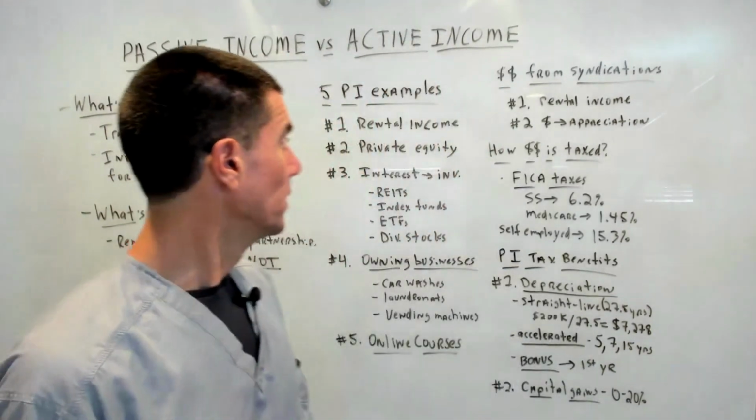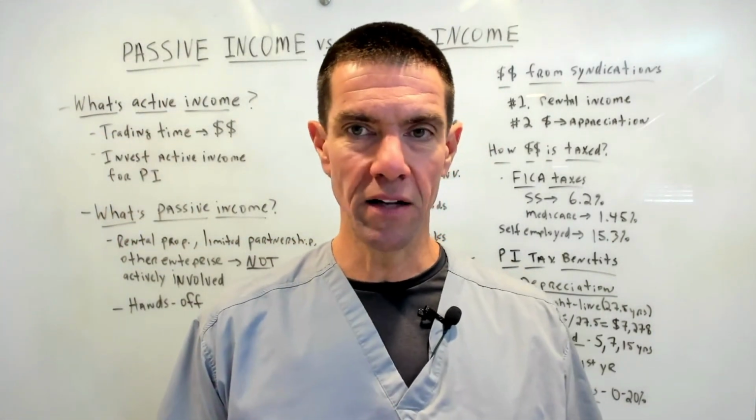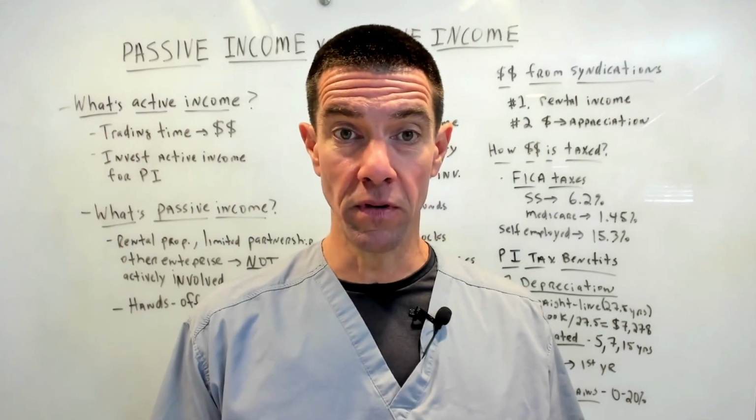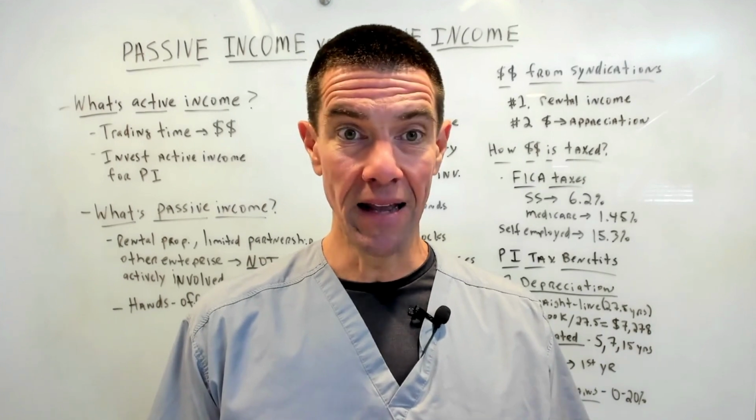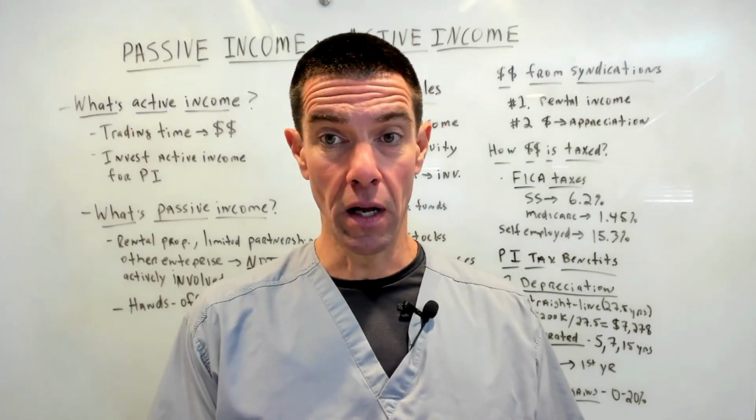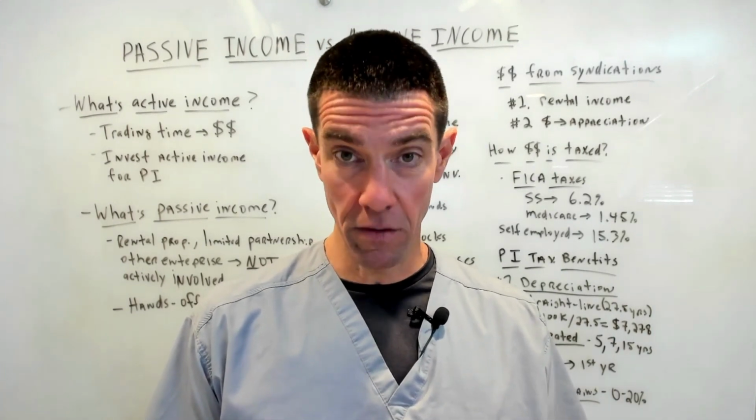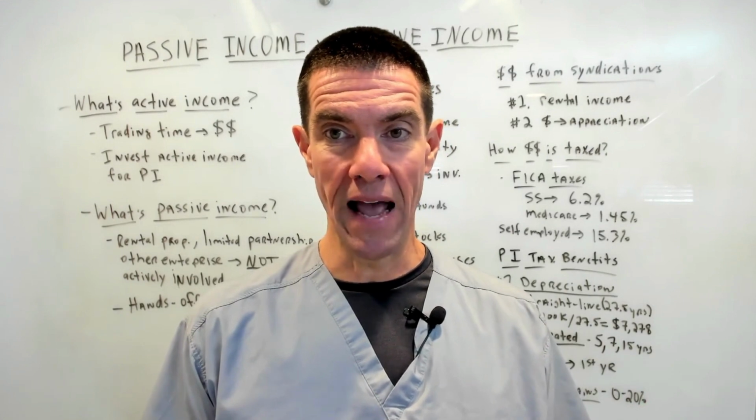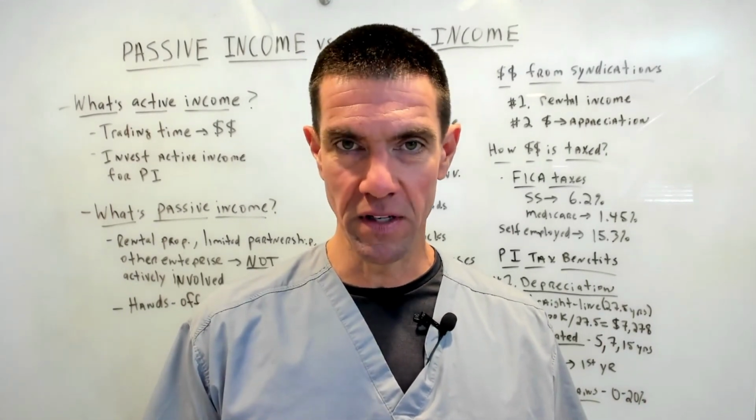The first one is rental income. Income from rental property is treated as passive income for tax purposes unless you're considered a real estate professional. In that case, any rental income earned actually counts as active income, but you can also use depreciation to offset your active income to reduce your overall tax liability, which is, of course, one of the main reasons for being a real estate professional.